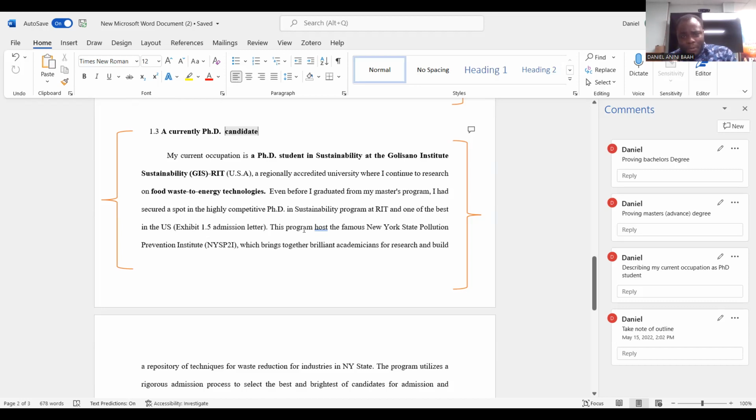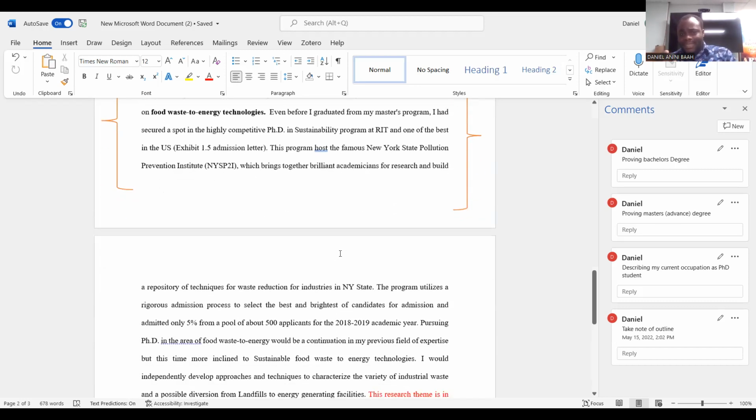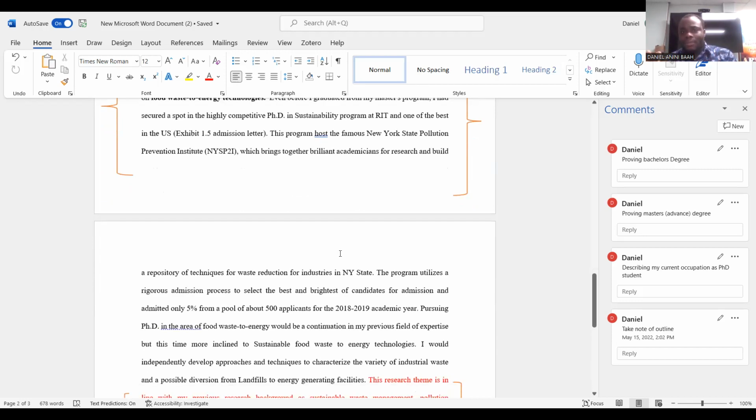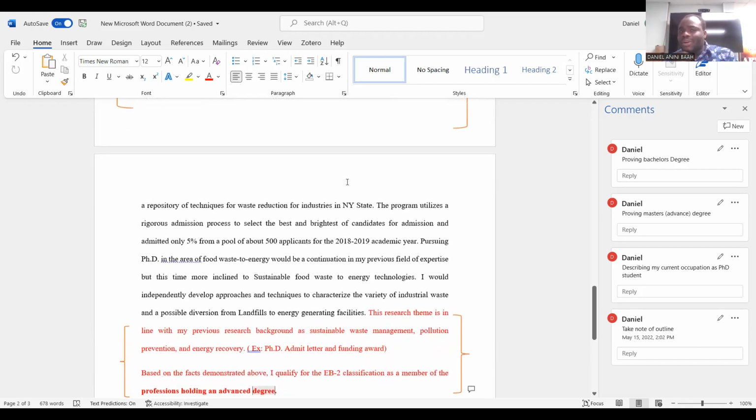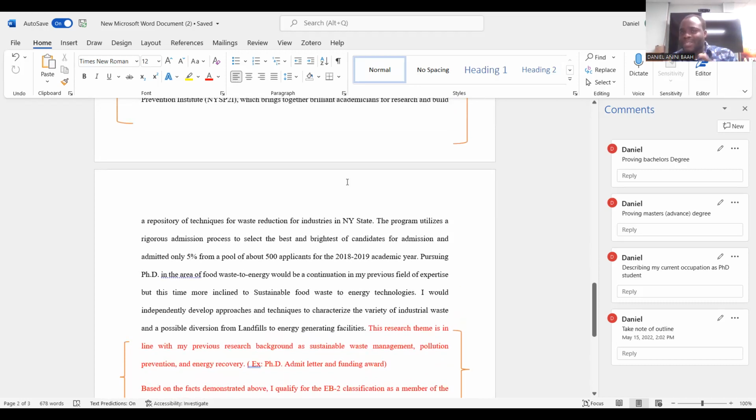Now let's continue. This program holds the famous New York State Pollution Prevention Institute program, which brings together brilliant academicians. Remember, brilliant academicians for research and build a repository of techniques for waste reduction in industries in New York State. So he's talking about the program, the About page of the program itself. Now, the program utilized a rigorous admission process to select the best and brightest of candidates for admission and admitted only 5% from a pool of about 500 applicants for the 2018-2019 academic year. Let me comment a bit about this statement.